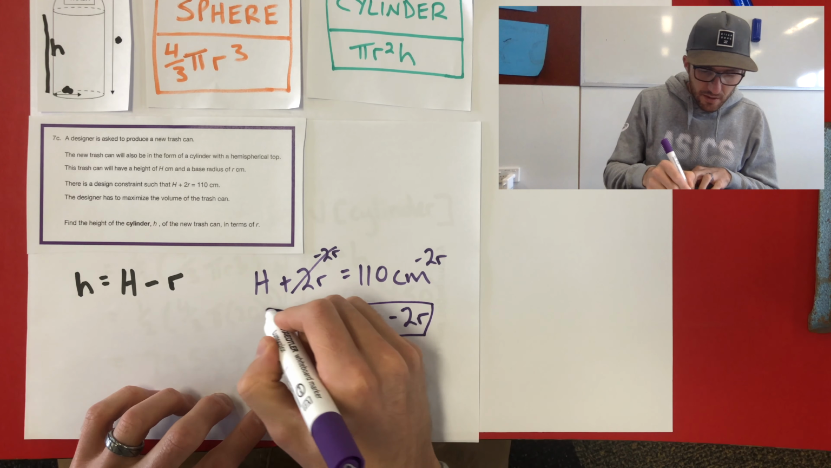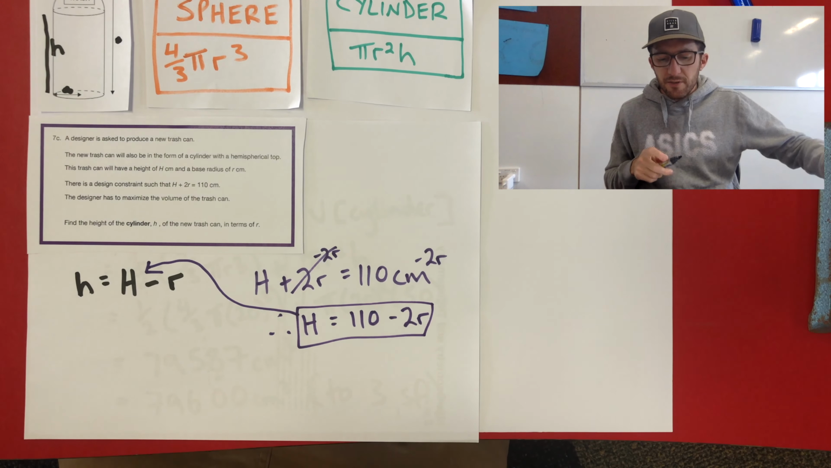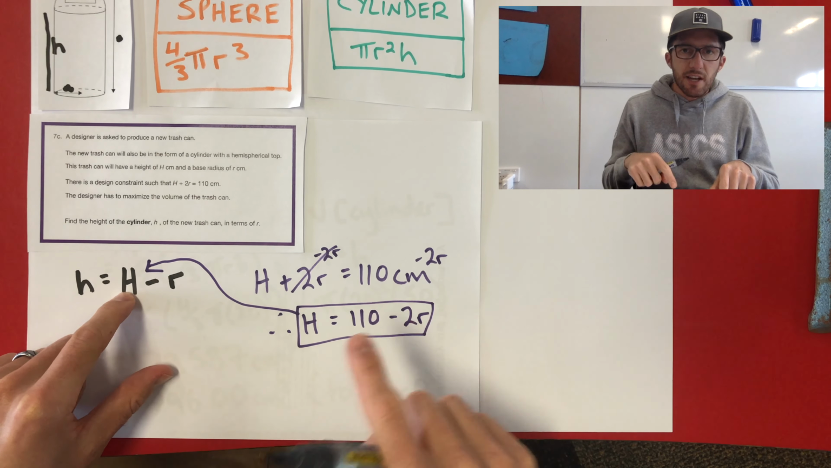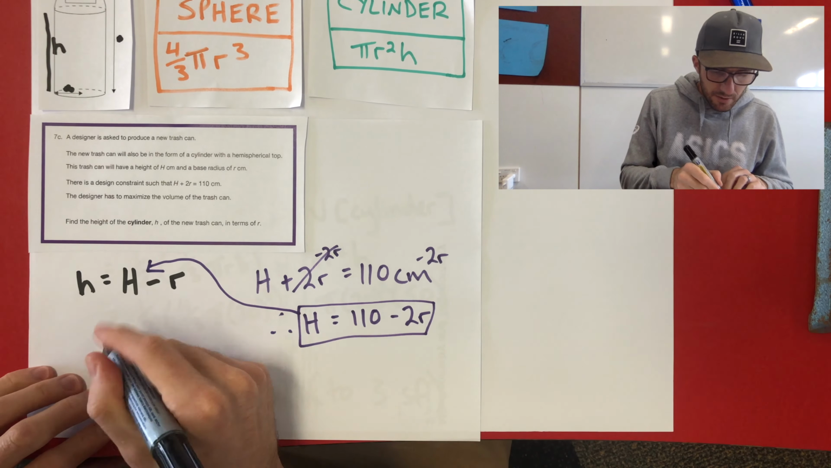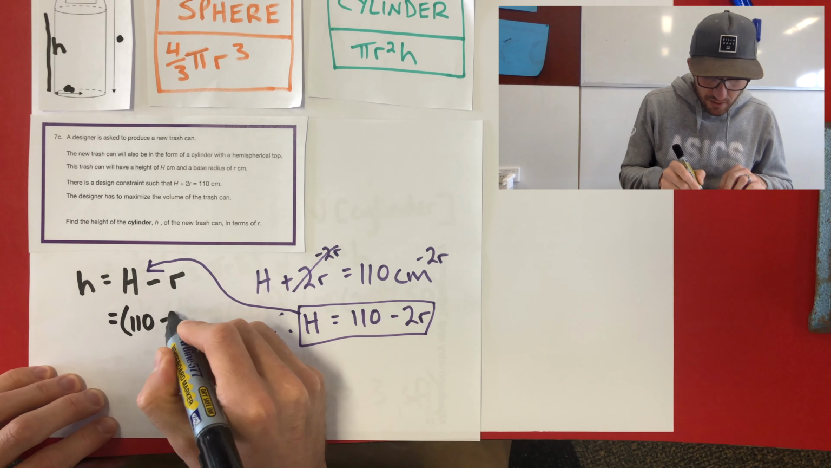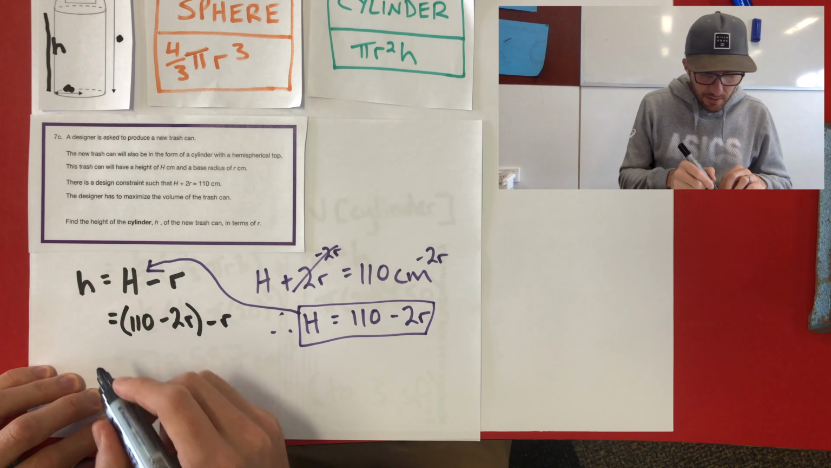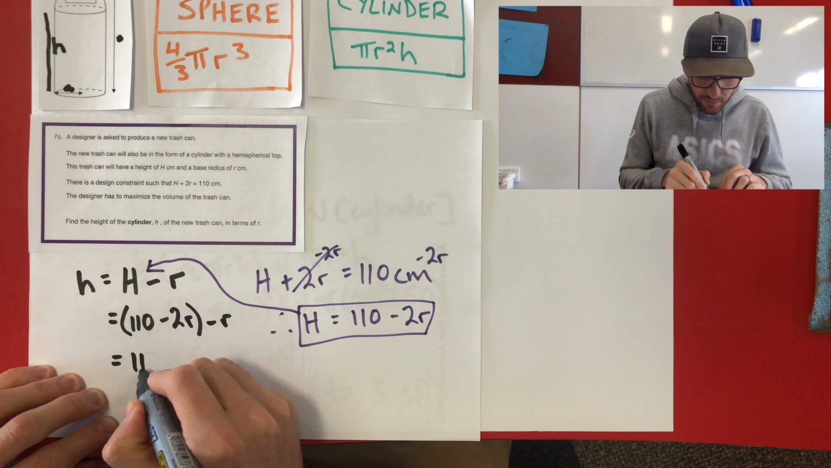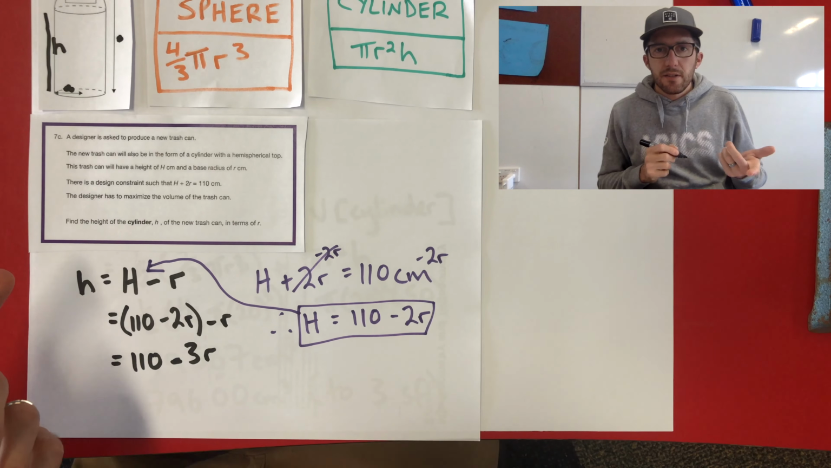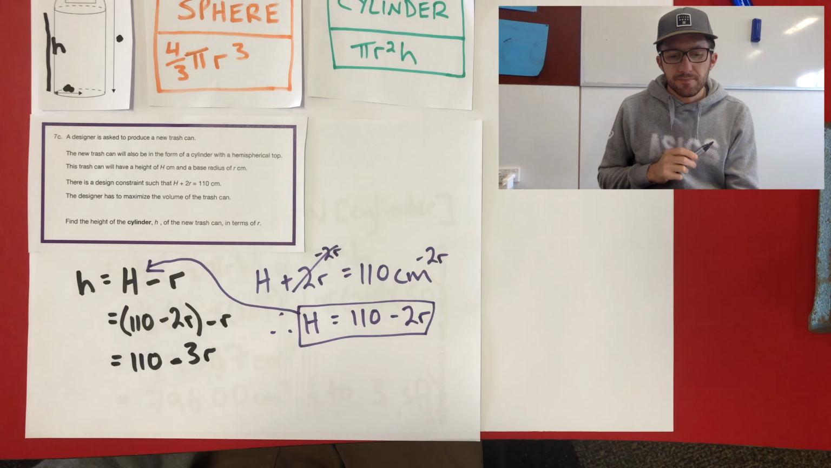We're going to take this information and substitute it into this formula here for our big H, because big H is the same as 110 minus 2r. They're the same value. So over here we'll substitute in 110 minus 2r, and then we've still got another minus r on the end. If we clean this up and get rid of the brackets, we're left with 110 minus 3r. And that is the formula for the height of the cylinder part of our trash can.